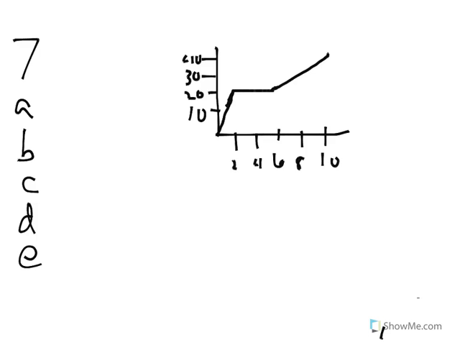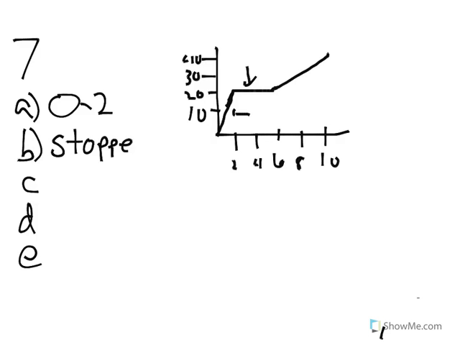What was the time interval that the object was moving fastest? Well, it is the one with the steepest slope, which you should notice is right here. So the answer is between 0 and 2 seconds. Question B. Describe the object's motion in words during the interval from 2 to 6 seconds, which is right here. It's a horizontal line that is stopped, or at rest, or something like that.